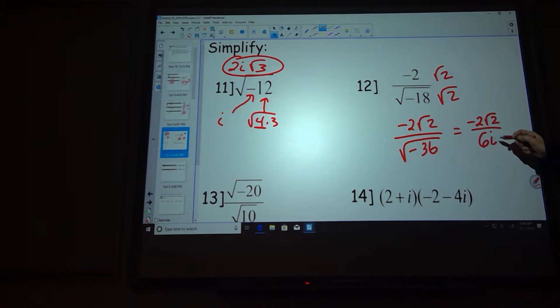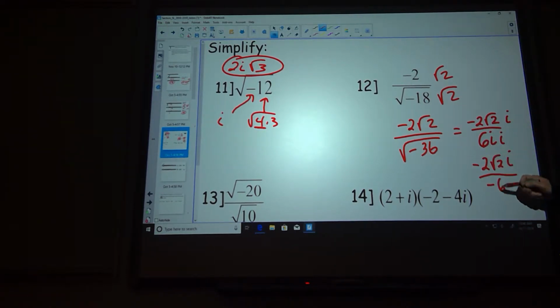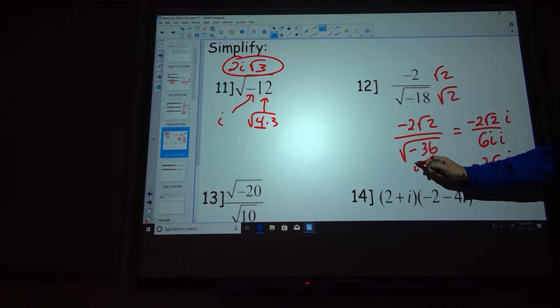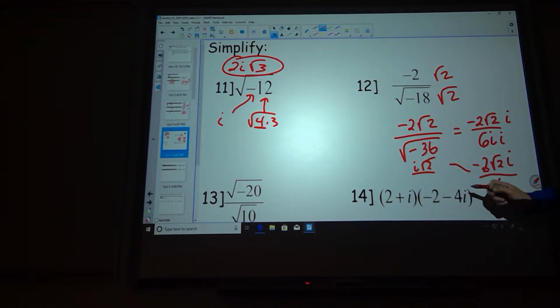I don't want an I in the denominator. Multiply top and bottom by I and I. So then on top, I'm going to get negative 2 root 2i. And then 6i times I is 6i squared, which is negative 6. Negative over negative is positive. And I can reduce here and here. So the answer becomes I root 2 over 3.